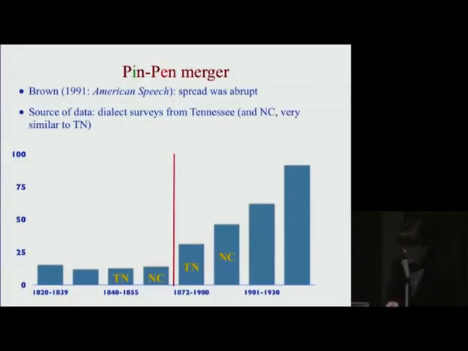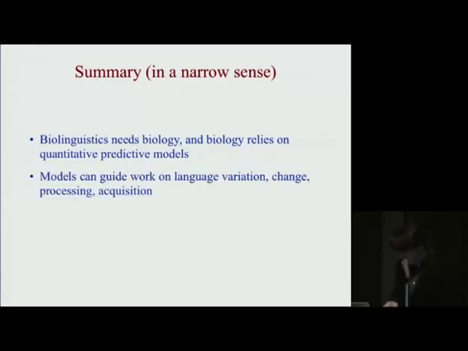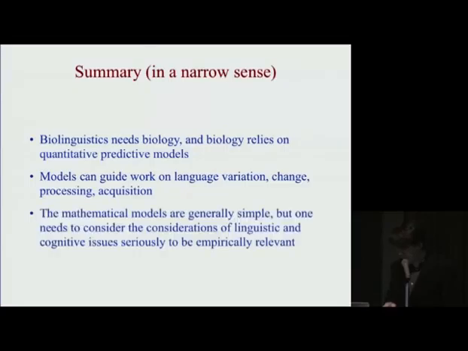Okay, I should wrap things up. What we want to conclude today, I think in a narrow sense, is that we'd like to study biolinguistics, and to do that we have to study biology quite seriously. And biology relies on quantitative models. So we have to develop quantitative models that make predictions. Right? And of course that's what linguists have been doing all along. And models can guide work on language variation, change, processing, acquisition and so on, and can sharpen our work.